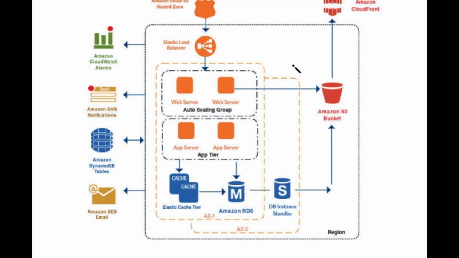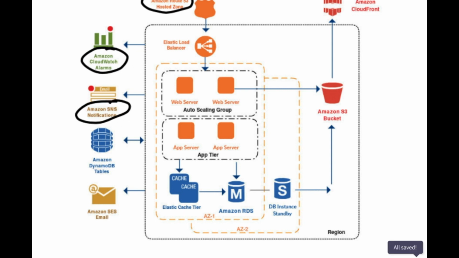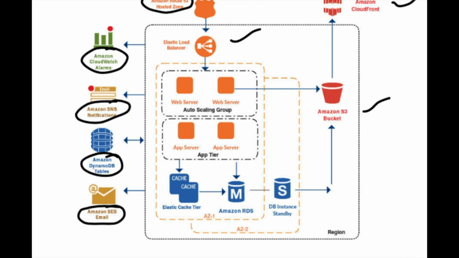Here we can see that we have multiple services which are offered by AWS. The first service we can see over here is Amazon Route 53. Then we have Amazon CloudWatch, Amazon SNS, DynamoDB tables, SES, Elastic Load Balancer, CloudFront, S3, RDS, ElastiCache tier, app tier, and Auto Scaling Group. So these are the multiple services which are offered by Amazon AWS.